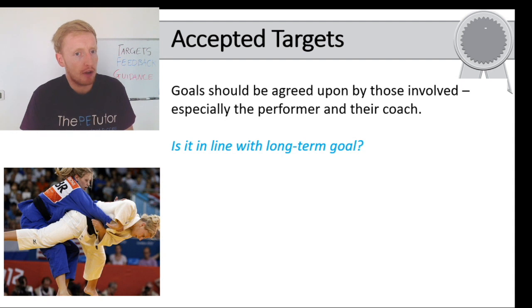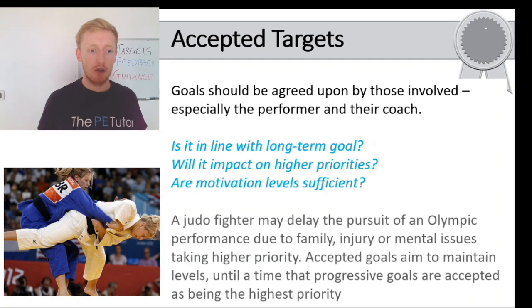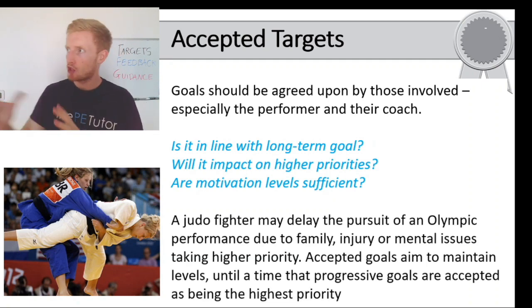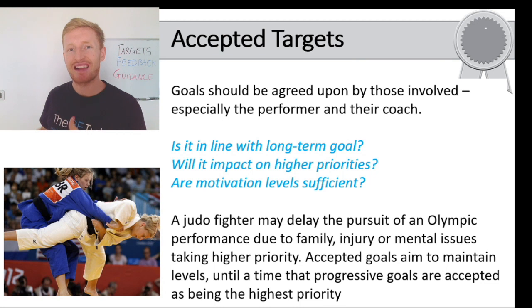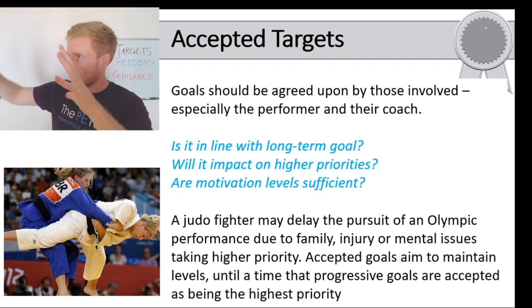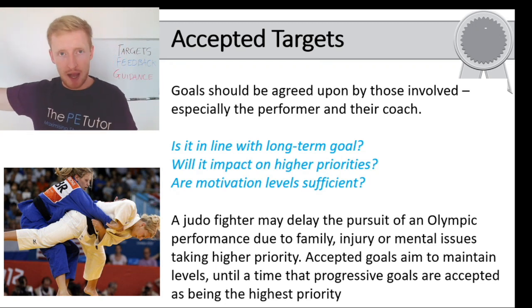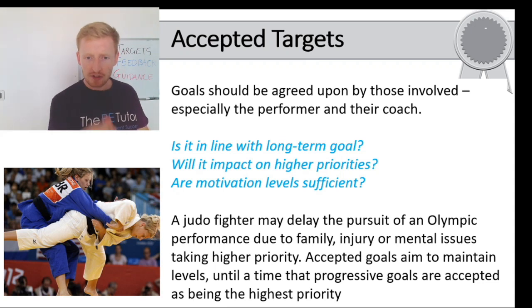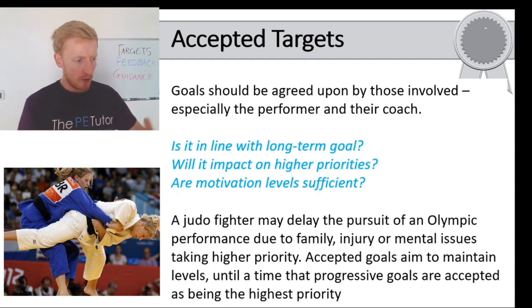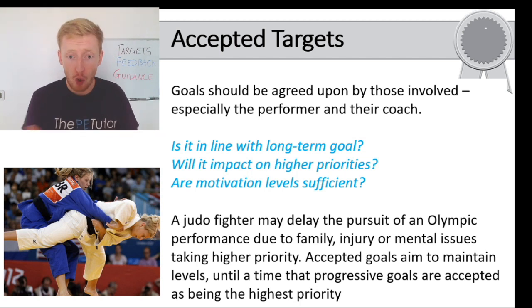If you've got a child, does the parent accept the goal that the coach and the performer are coming up with? There could be a whole matter of things which could be impacting that person's life at that point in time. So, for example, a judo fighter might have this long-term goal of competing for an Olympic place, and then another one of an Olympic medal, perhaps. But what else is going on in their life? What state is their family in, or their financial affairs, or perhaps their physical or mental health?